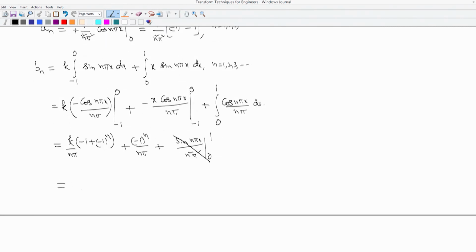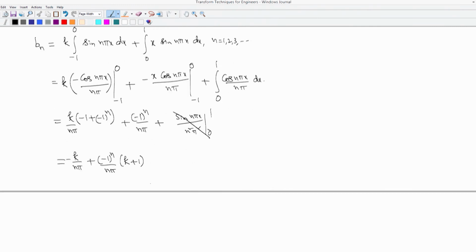So finally what you get is minus k by n pi plus minus 1 power n by n pi, into k here plus 1.